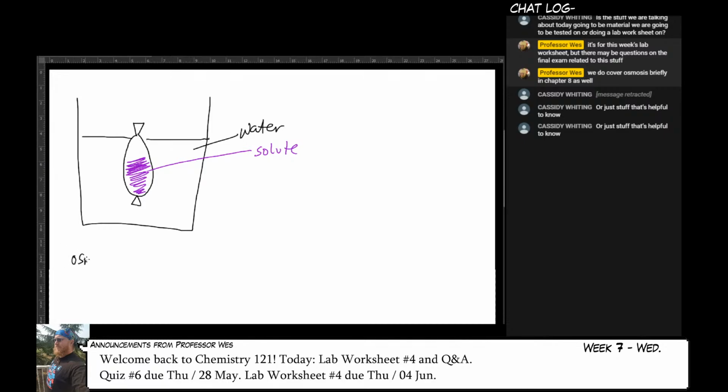Now, if osmosis occurs, then the water will move from low concentration to high concentration, just like we said. And it will go through the semipermeable membrane.